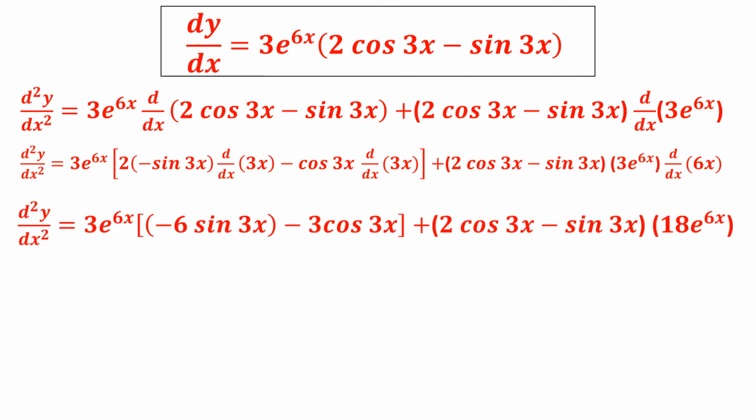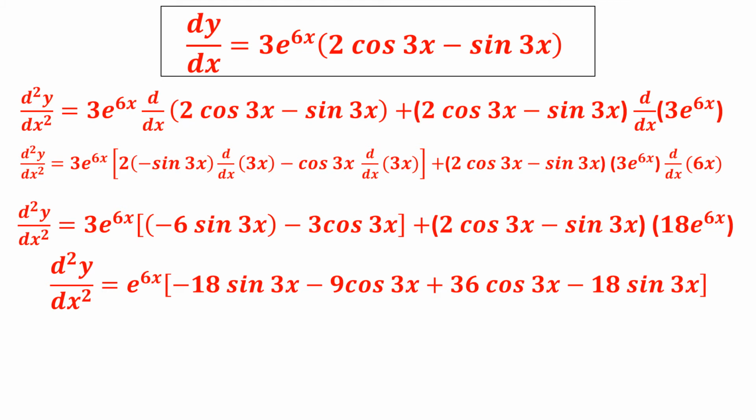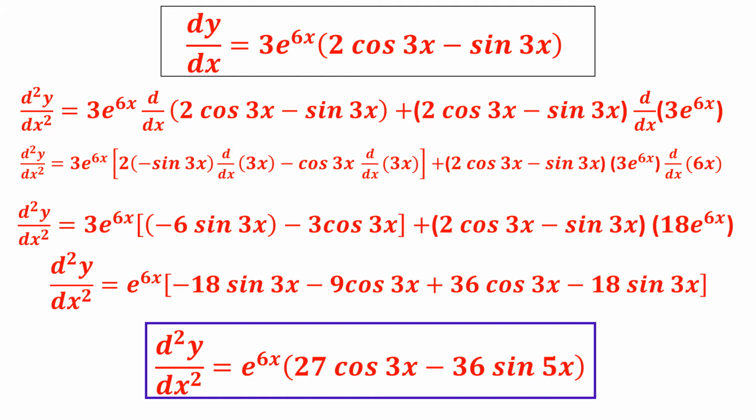Now you know the numbers which are coming out now. D by dx of 3x is 3. And d by dx of 6x is 6. Therefore, the first term will become minus 6 sin 3x minus 3 cos 3x. And the last term will be 18 into e power 6x. Now, which can be taken outside now? E power 6x can be taken outside. By clubbing the like terms, the final answer is e power 6x multiplied by 27 cos 3x minus 36 sin 3x.